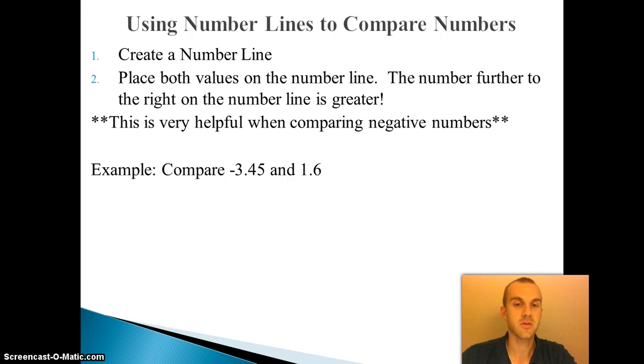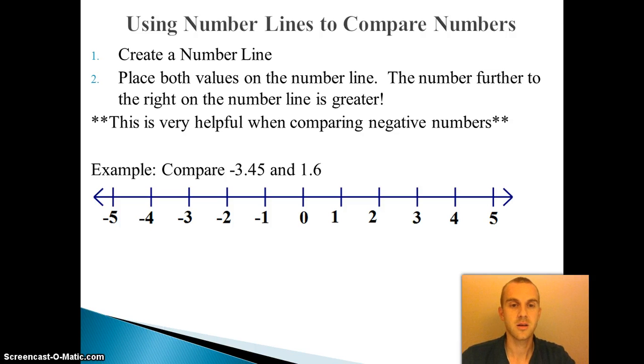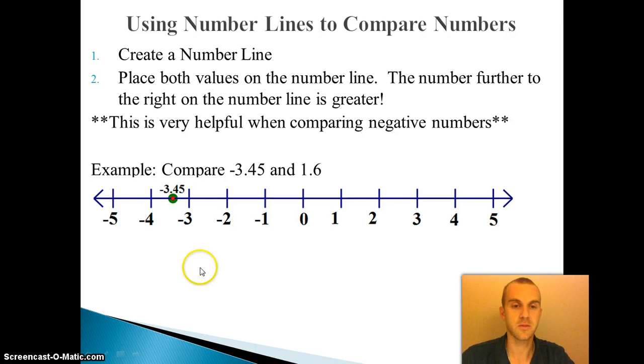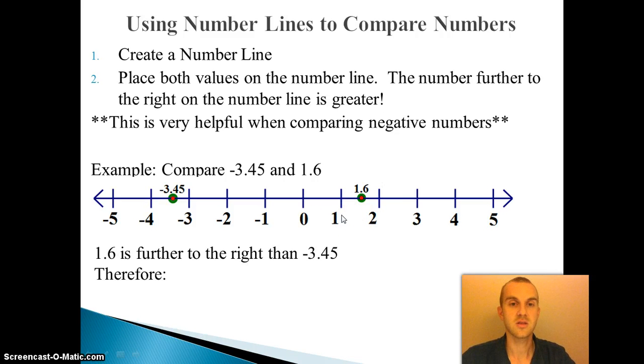So if we got negative 3 and 45/100ths, and we're comparing that to 1 and 6/10ths, we have our number line. We could plot negative 3 and 45/100ths between negative 4 and negative 3, and we know that 1 and 6/10ths would be between 1 and 2. And we want to say which number is further to the right. In this case, it's 1 and 6/10ths. So what we can say is that negative 3 and 45/100ths is less than 1 and 6/10ths.